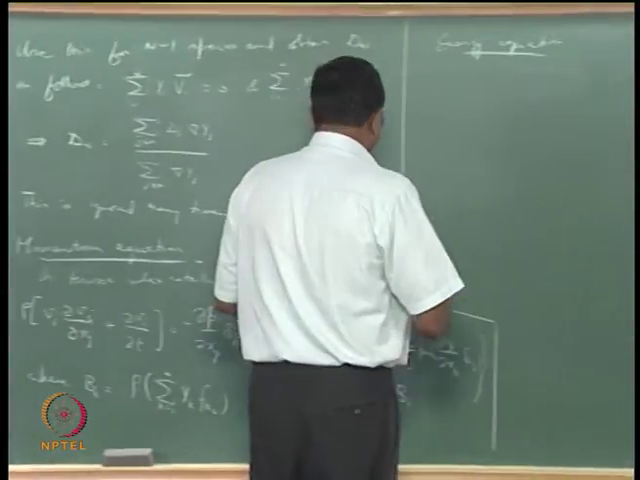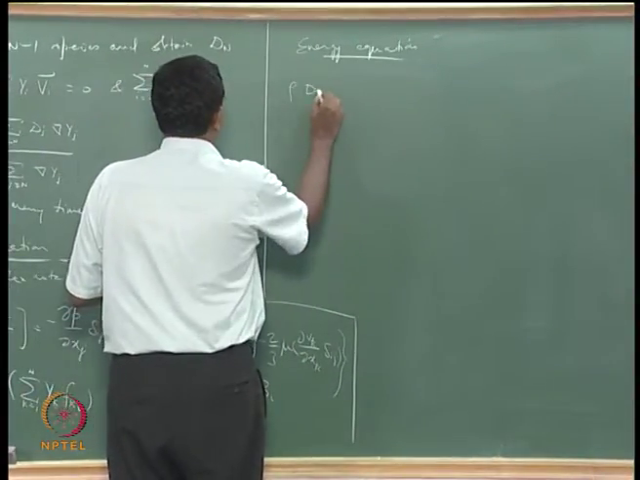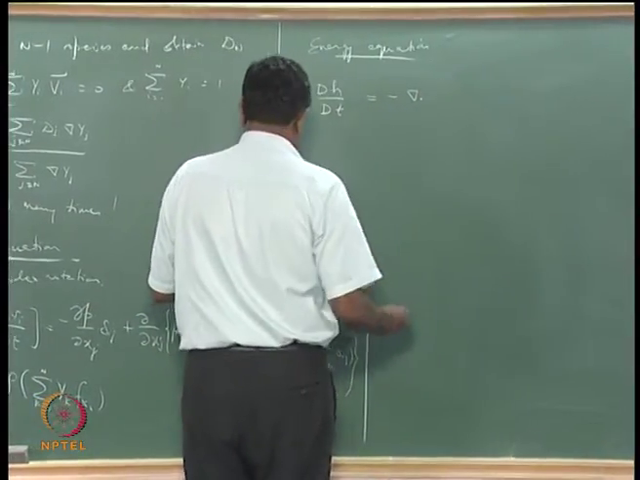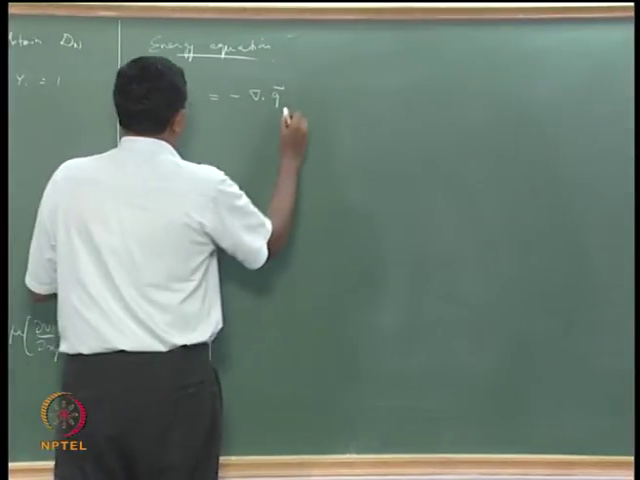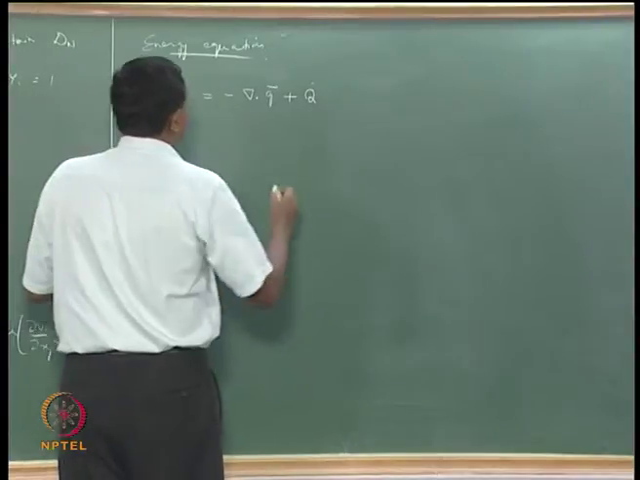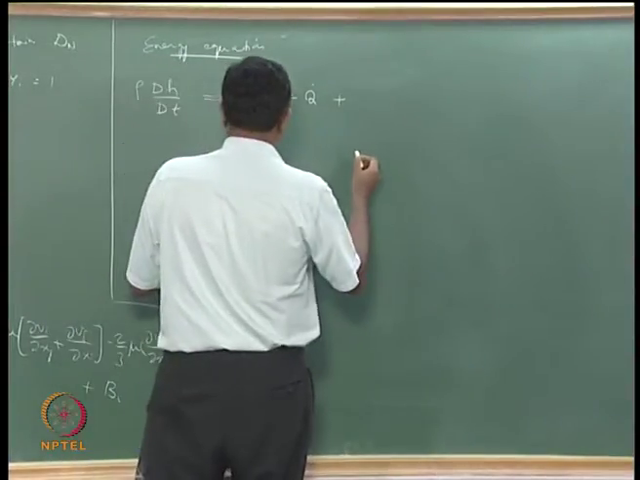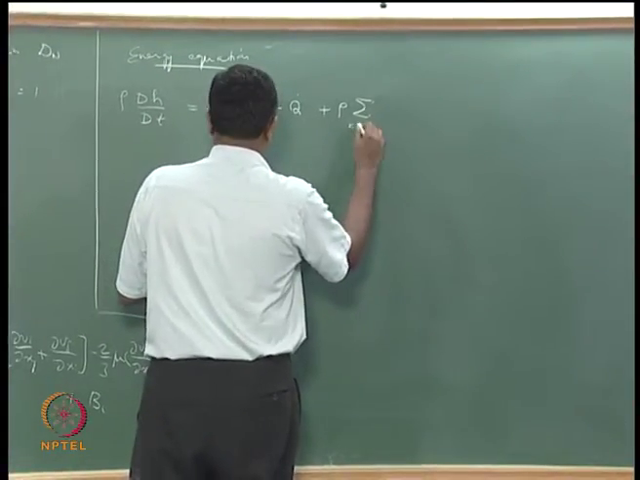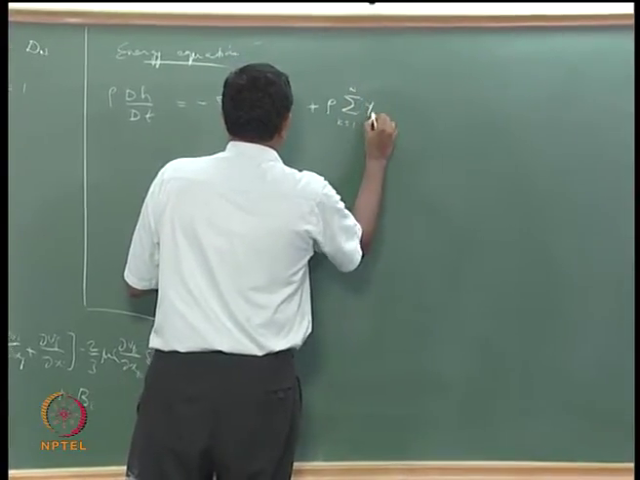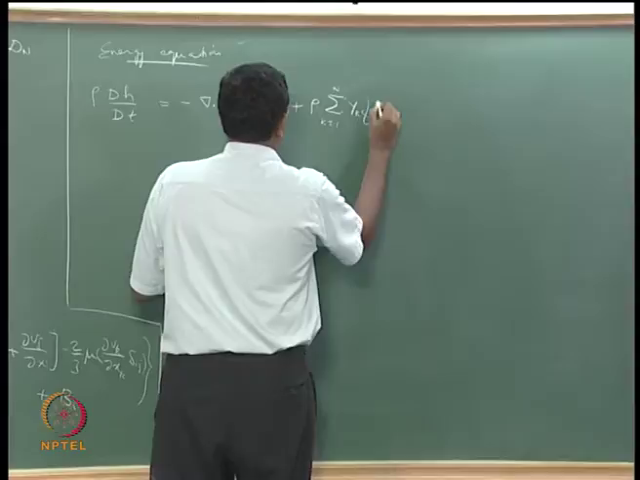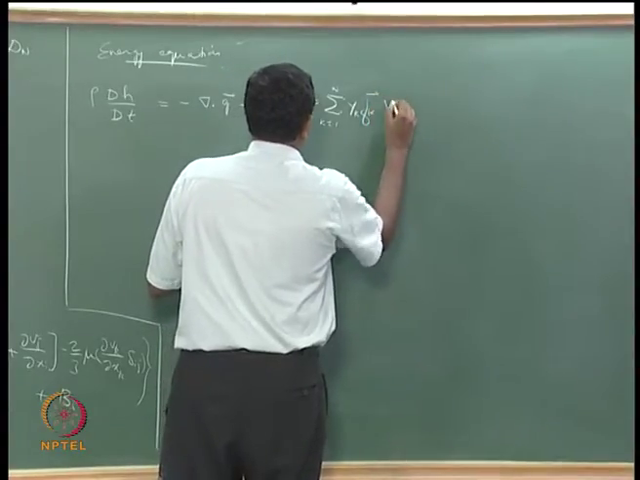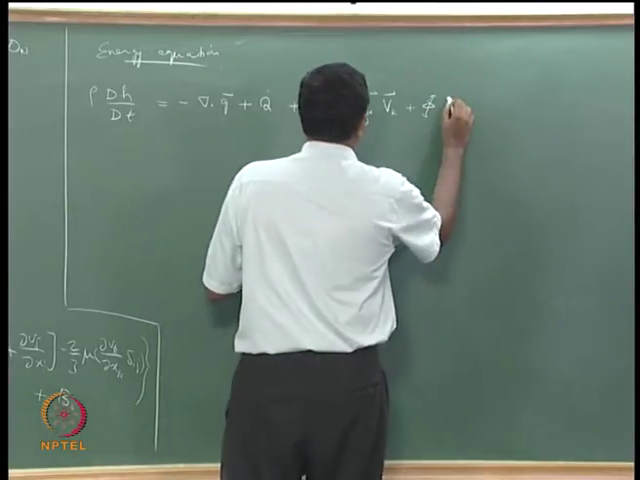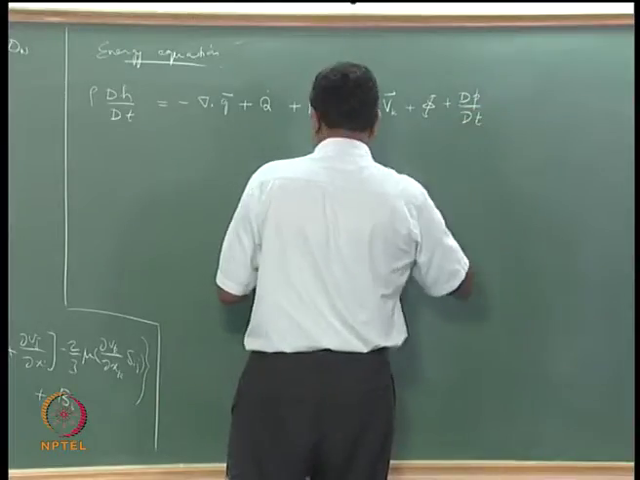So here we are: rho dh over dt equals minus gradient of q vector plus q dot plus rho sigma, k equals 1 to n, Y_k f_k vector dot V_k vector, plus phi plus dp over dt.